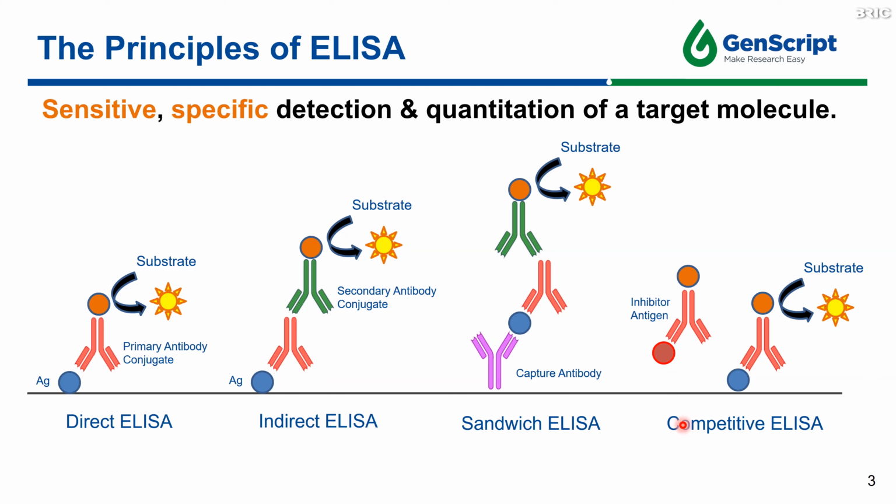Some competitive ELISA kits use labeled antigen instead of labeled antibody. The labeled antigens and the unlabeled sample antigens compete for binding to the primary antibodies. The lower the amount of antigen in the sample, the stronger the signal due to more labeled antigen in the well.